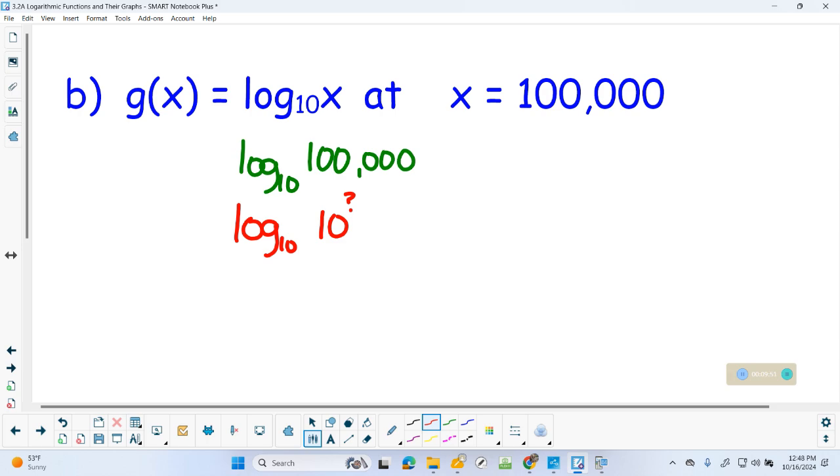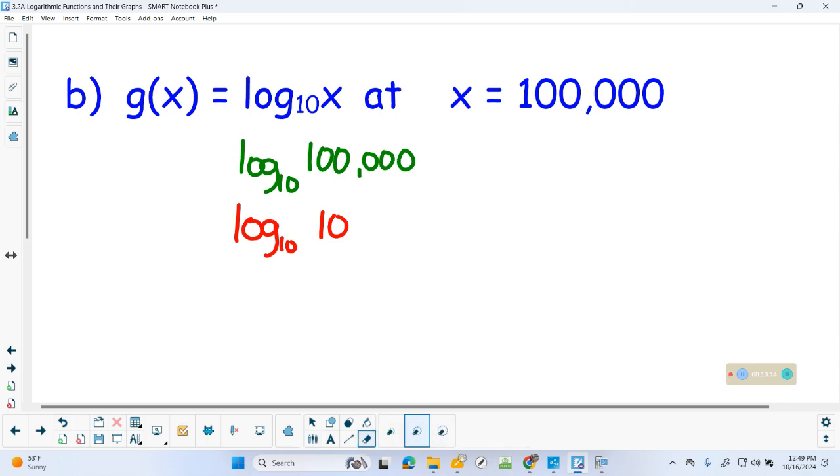Well, I know 10 squared is 100, so it's not going to be a 2. What's 10 cubed? 10 cubed, people. 1,000. I'm getting scared. 10 to the 4th is 10,000, so still not it. 10 to the 5th is 100,000. Ding, ding, ding!